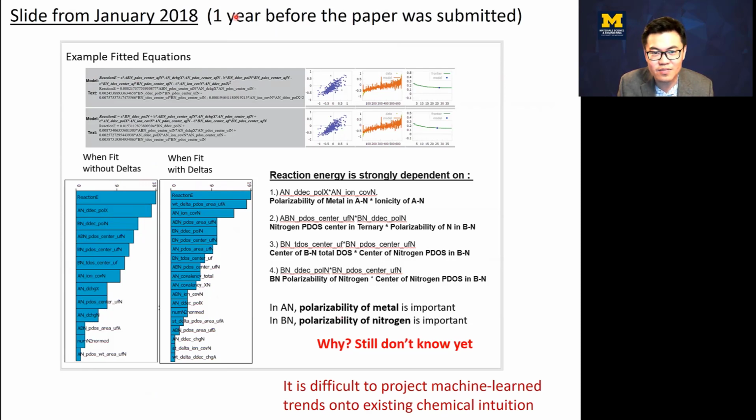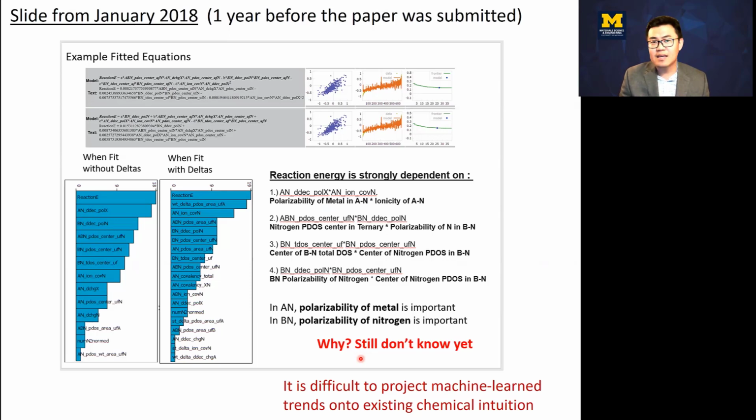And so, here's a slide that I made a long time ago before the paper was submitted. I was like, apparently the polarizability of the metal is important and the polarizability of nitrogen is important. And I said, I don't understand it. So what I found is that it's kind of like epicycles, right? If I were giving you an epicycle representation of the solar system, it would be very difficult to interpret. You couldn't just look at the coefficients of each Fourier series and try to back out this idea of gravity. It would be very hard to understand.